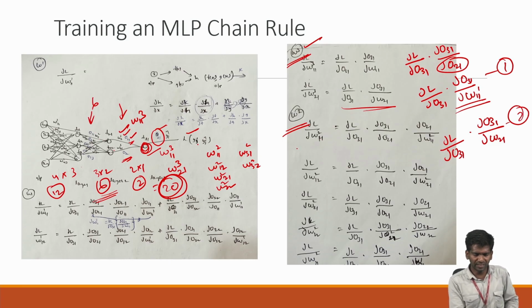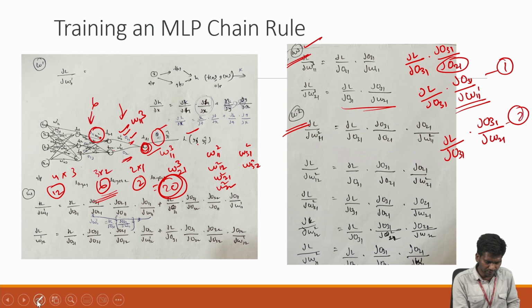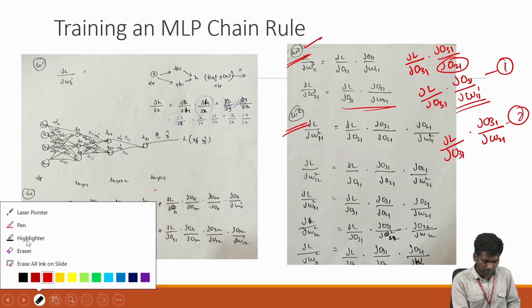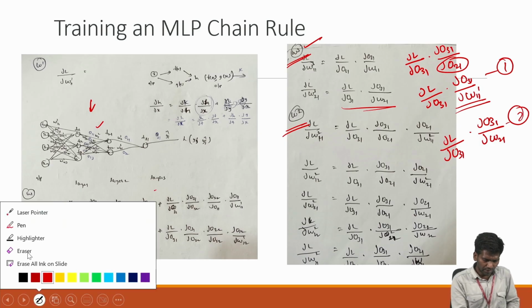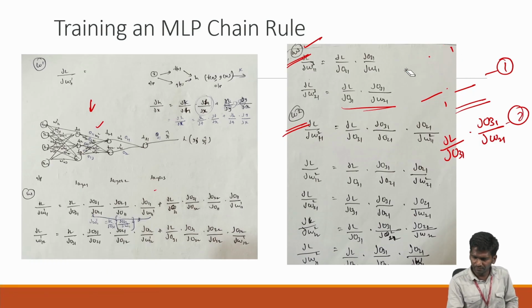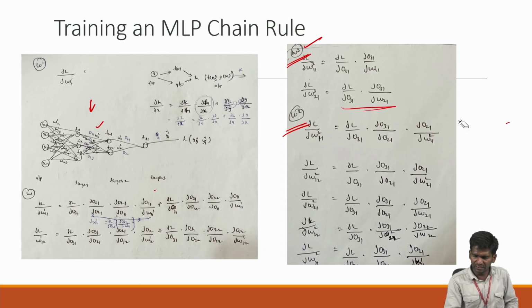Okay, so how do we get this? How do we get this particular one? Let me make you understand clearly. So here if you see, I want to calculate this one, right? I expected 6 equations, right? So how can we calculate these 6 equations?